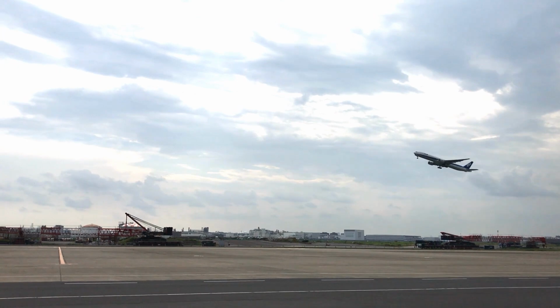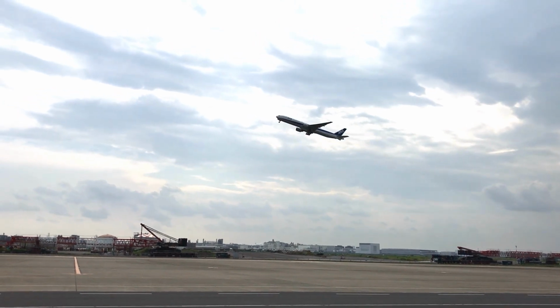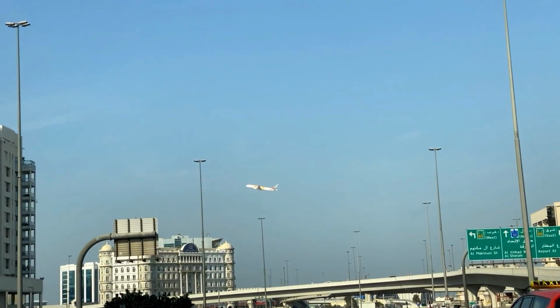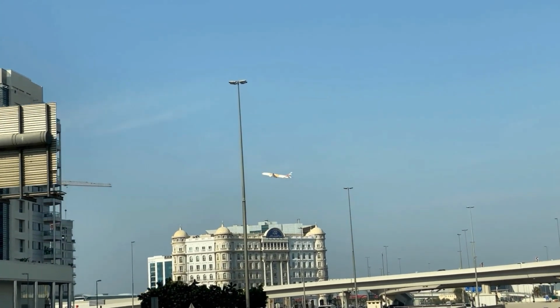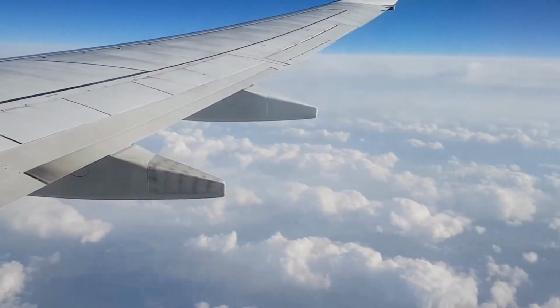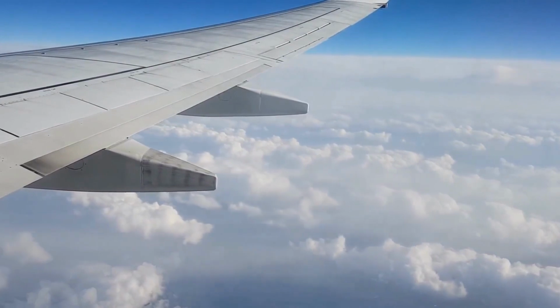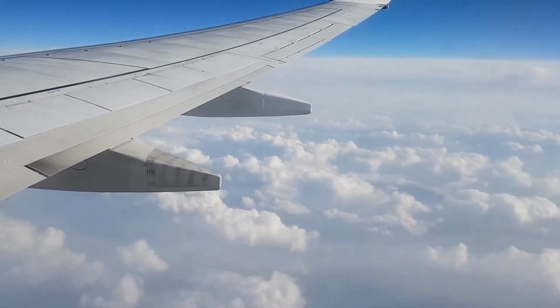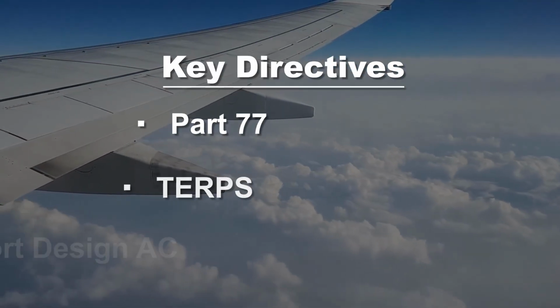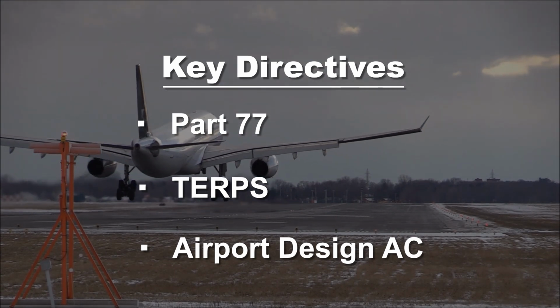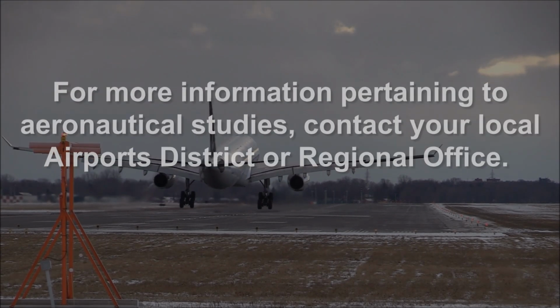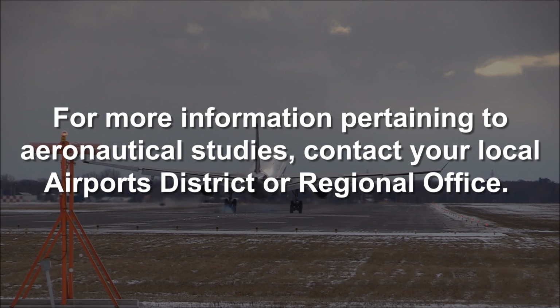An aeronautical study is the official method by which the FAA determines whether an object, such as a building or utility tower, constitutes a hazard to air navigation. Part 77, TERPS, and the approach and departure surfaces contained in the Airport Design AC are the three key directives for the FAA in evaluating and protecting airspace through the aeronautical study process. For more information pertaining to aeronautical studies, contact your local airport district or regional office.